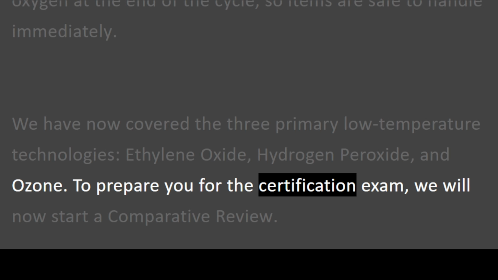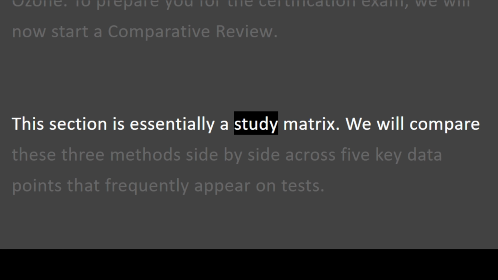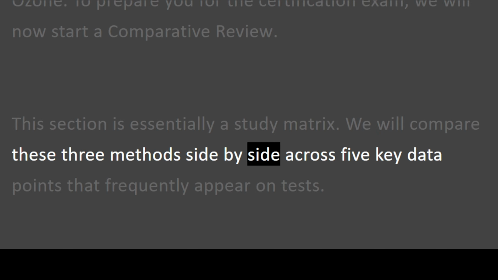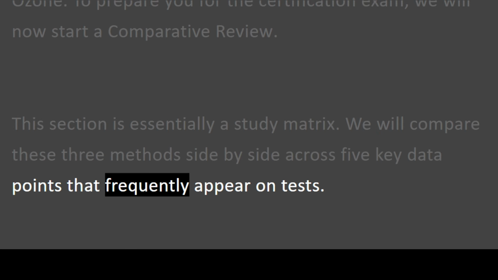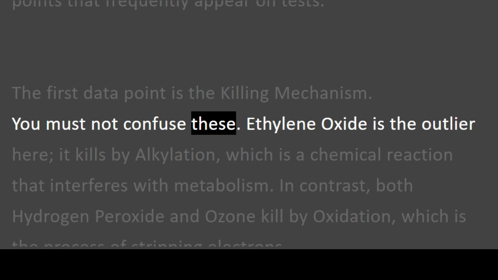To prepare you for the certification exam, we will now start a comparative review. This section is essentially a study matrix. We will compare these three methods side by side across 5 key data points that frequently appear on tests. The first data point is the killing mechanism. You must not confuse these.